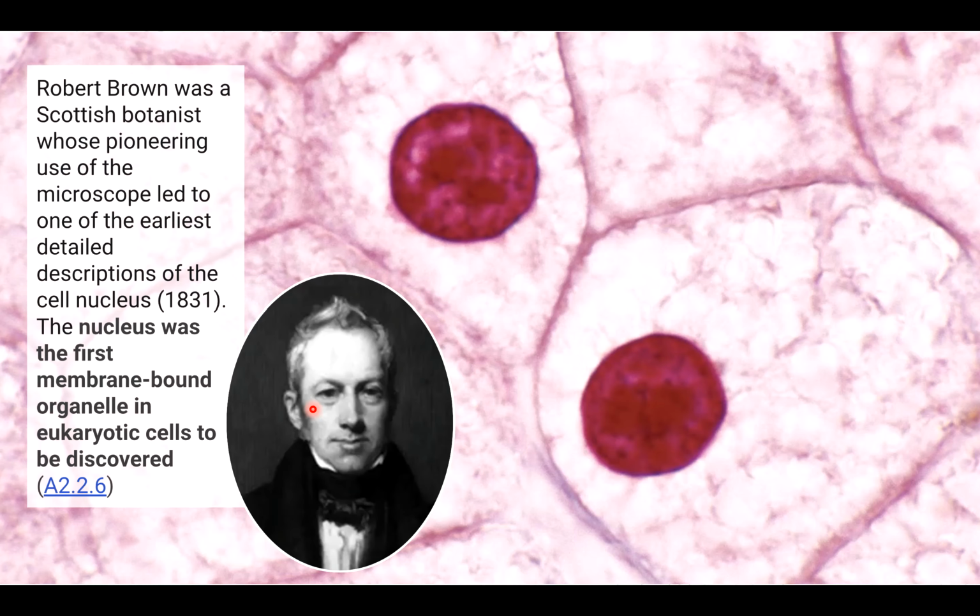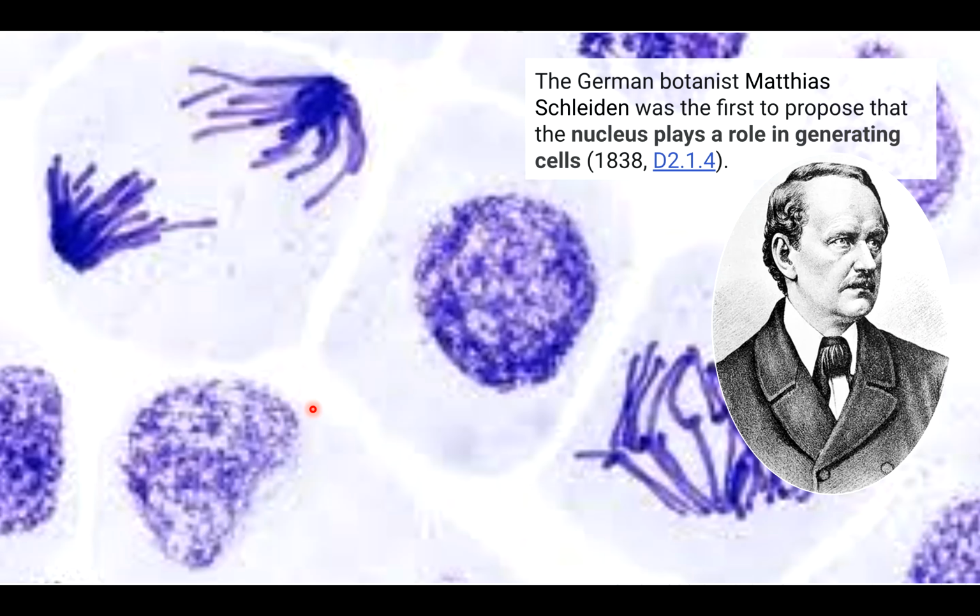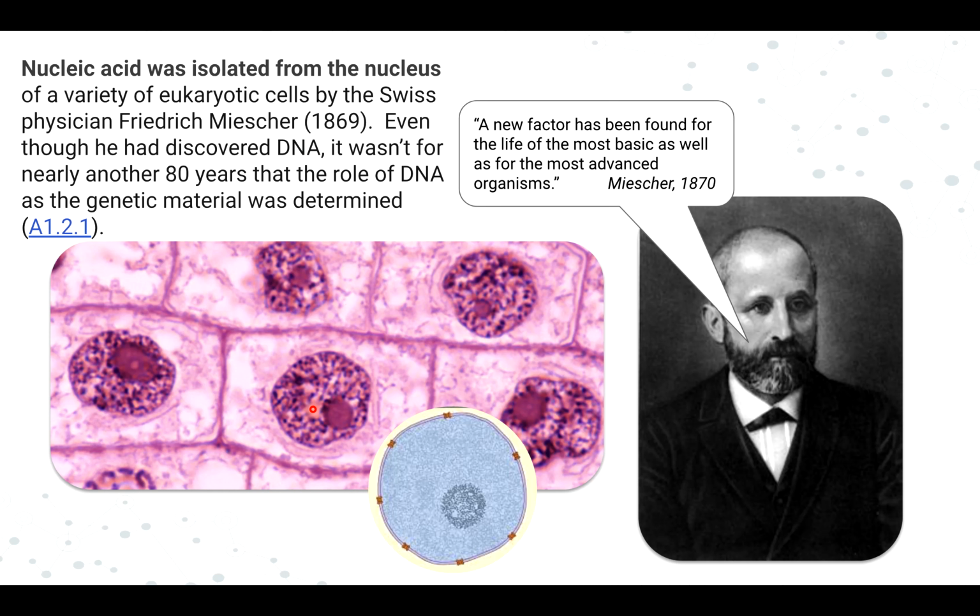Then later on, Robert Brown was a Scottish botanist whose pioneering use of the microscope led to one of the earliest detailed descriptions of the cell nucleus. He was responsible for that. Then the German botanist Schleiden proposed that the nucleus plays a major role in generating cells. Then nucleic acid was isolated from the cell by Friedrich Miescher, the scientist.